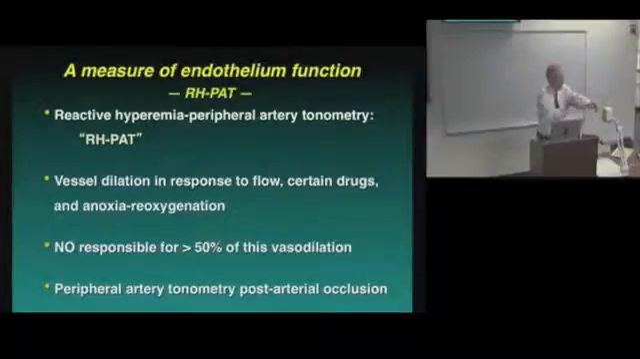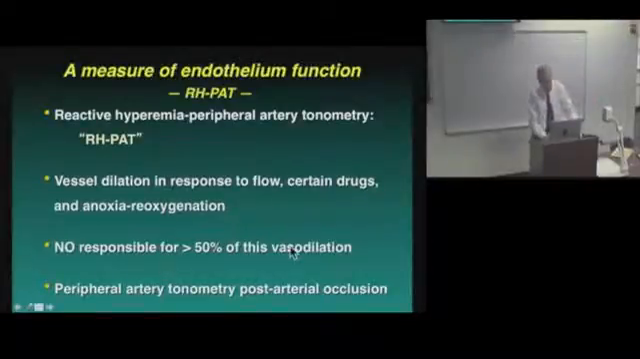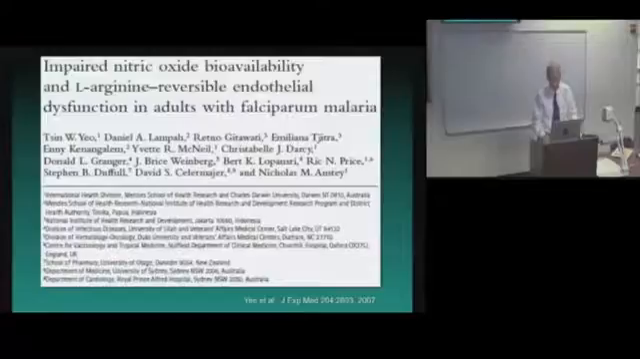And so you get a lot of force over the endothelium, and probably partly mechanical force. It increases nitric oxide liberation from endothelial cells, and then that NO will give you an extra dilation of the blood vessels, and I'll demonstrate that. So nitric oxide is responsible for more than 50%, some people say a lot more, of this vasodilation. So it's called peripheral artery tonometry post-arterial occlusion.